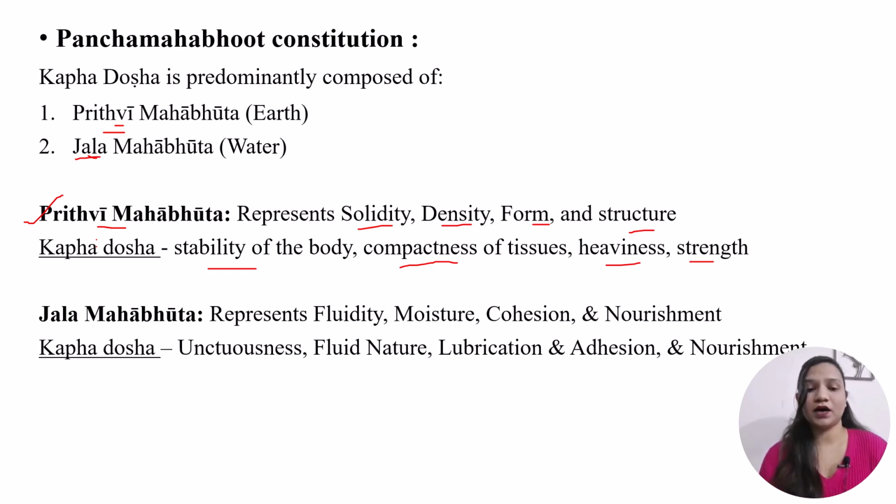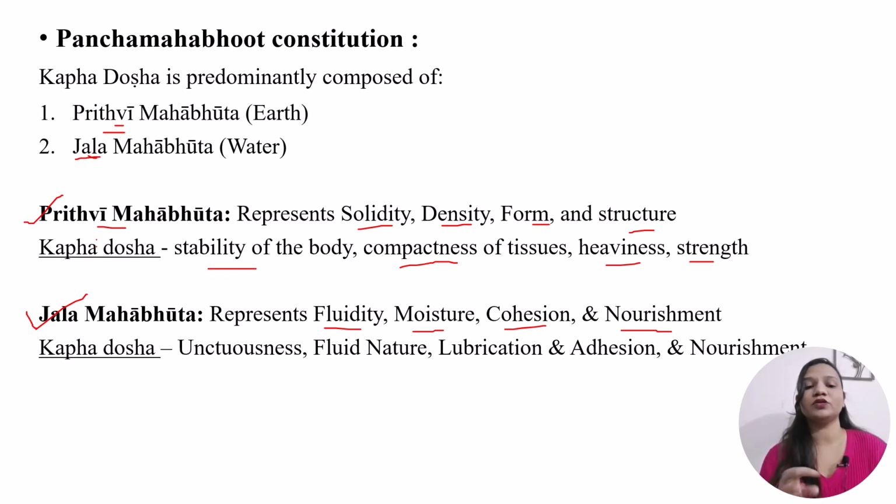Next one is Jal Mahabhoot. So Jala Mahabhoot represents fluidity, moisture, cohesion and nourishment. So we have already discussed it in the previous slide, that water or fluid, whether it's in nature or whether it's in a human body, it is responsible for giving moisture, for giving nourishment, or for the growth of the body or for the growth of nature.